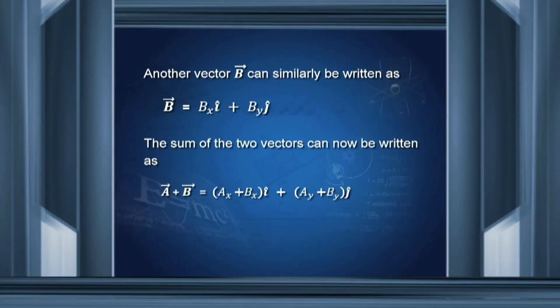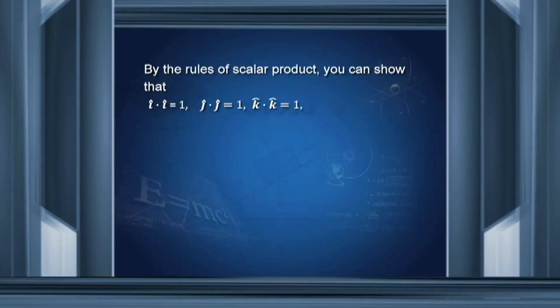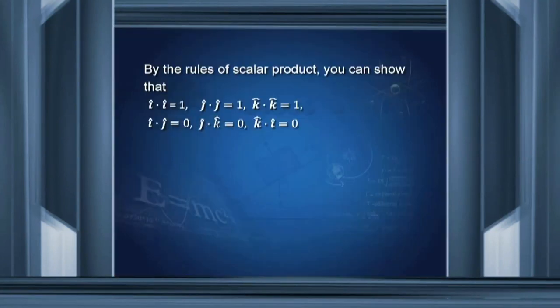And the sum of these two vectors we write as vector A plus vector B is equal to Ax plus Bx whole multiplied by i cap, plus Ay plus By times j cap. By the rules of scalar product, you can show that the dot product of i cap with i cap is just equal to 1, because it is 1 into 1 into cosine theta, and the angle theta between them is 0 degrees. Therefore, cosine of 0 is 1. i cap dot i cap is 1, j cap dot j cap is 1, k cap dot k cap is 1. On the other hand, if I take i cap dot j cap, then it is equal to 0, because the angle between them is 90 degrees, and cosine of 90 degrees is 0. Therefore, i cap dot j cap is 0, j cap dot k cap is 0, and k cap dot i cap is equal to 0.